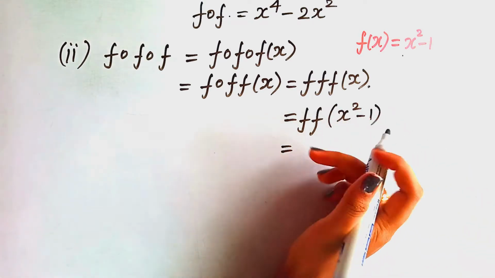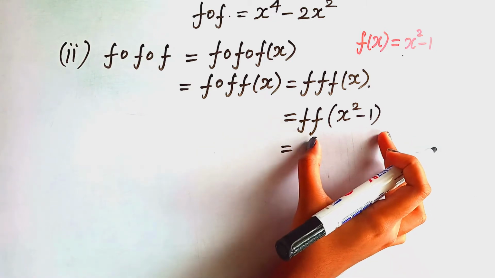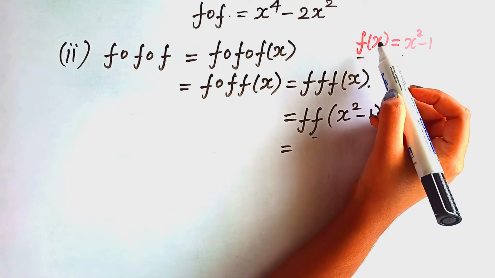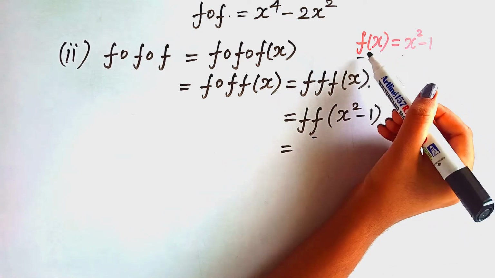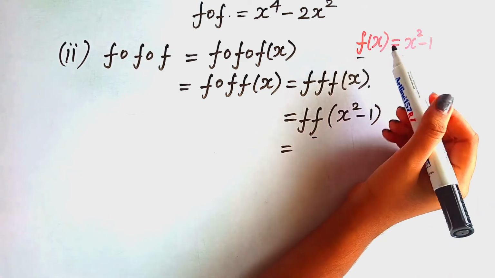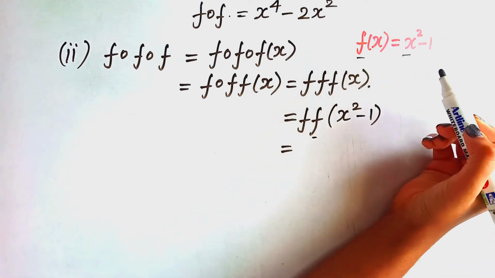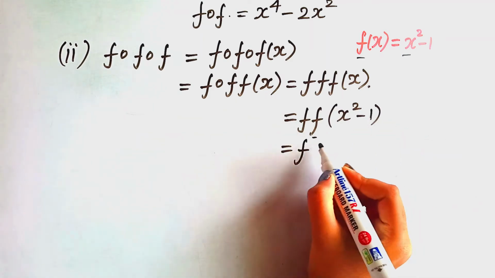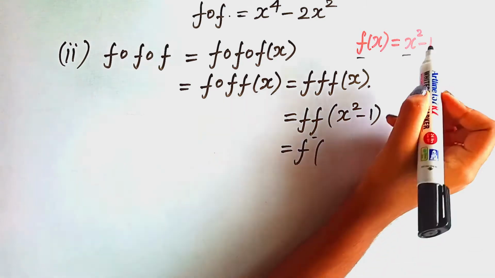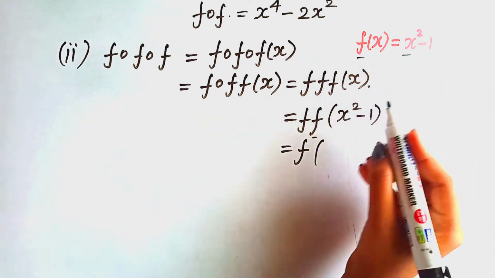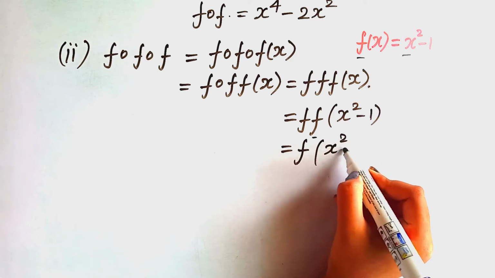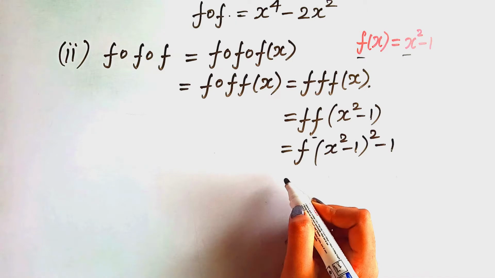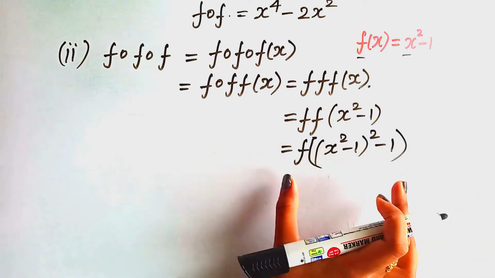Now here there is a function f, so now it's f of x square minus 1. Here there is an f of x, but instead of x we have x square minus 1. So in the equation, in the place of x you are going to substitute x square minus 1. Let's substitute x square minus 1 in the place of x, so that we'll get x square minus 1 the whole square minus 1. So we'll get a function like this.